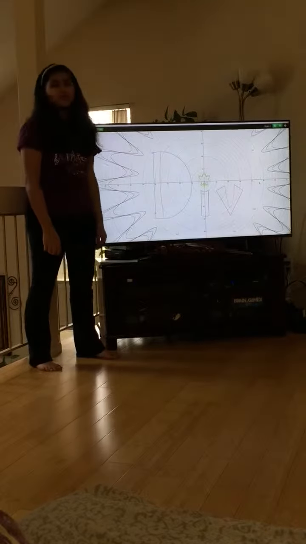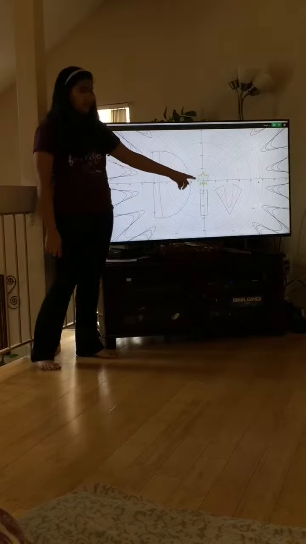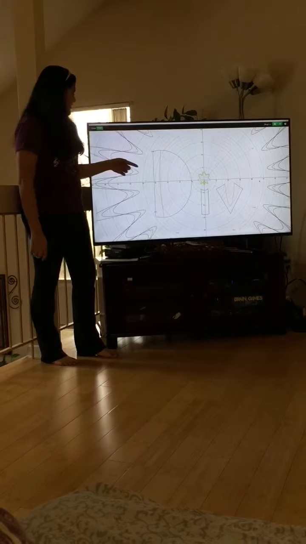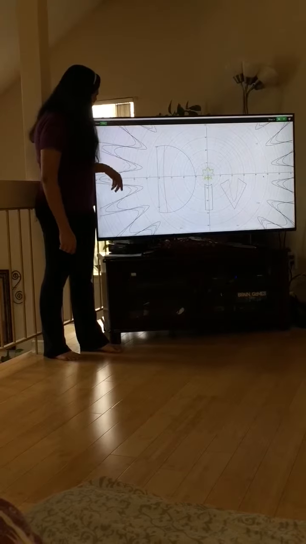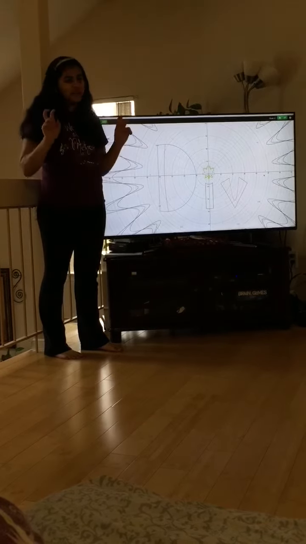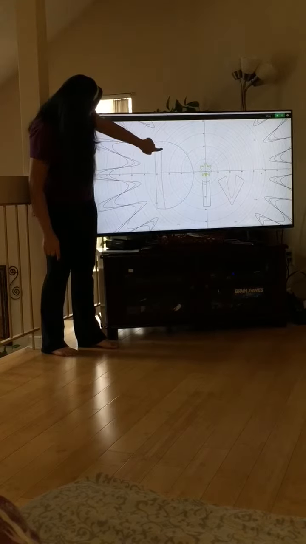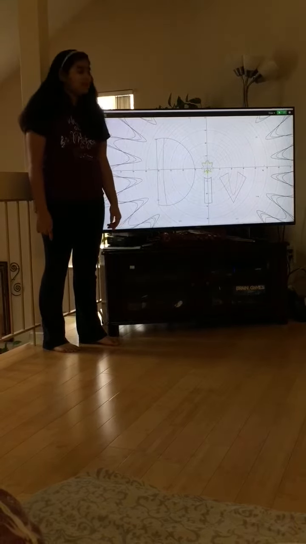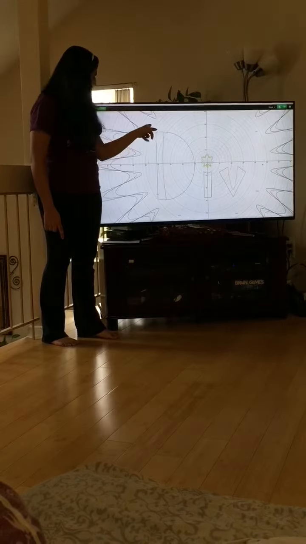So to begin with, I chose to display only the first three letters of my name, D-I-V. Starting with the D, I incorporated the ellipse and the hyperbola. So the hyperbola is in its exaggerated form, so it resembles a line. It's this shape over here. And the ellipse makes up the outer portion of the letter D over here.